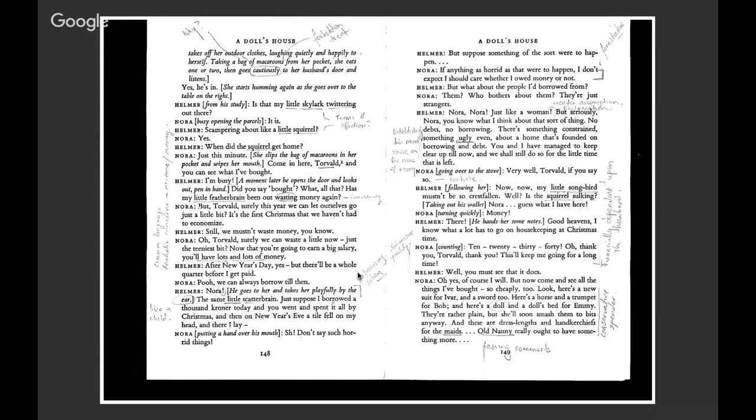Nora says, "Oh, yes, of course I will. But now come and see all the things I've bought so cheaply too. Look, here's a new suit for Ivar and a sword too. Here's a horse and a trumpet for Bob, and here's a doll and a doll's bed for Emmy. But you'll soon smash them to bits anyway. And these are dress lengths and handkerchiefs for the maids. Old Nanny really ought to have something more."